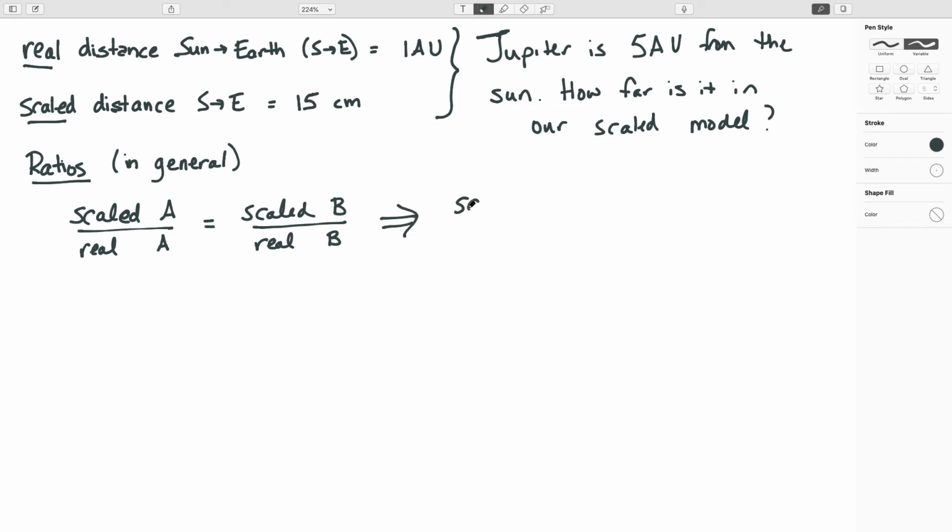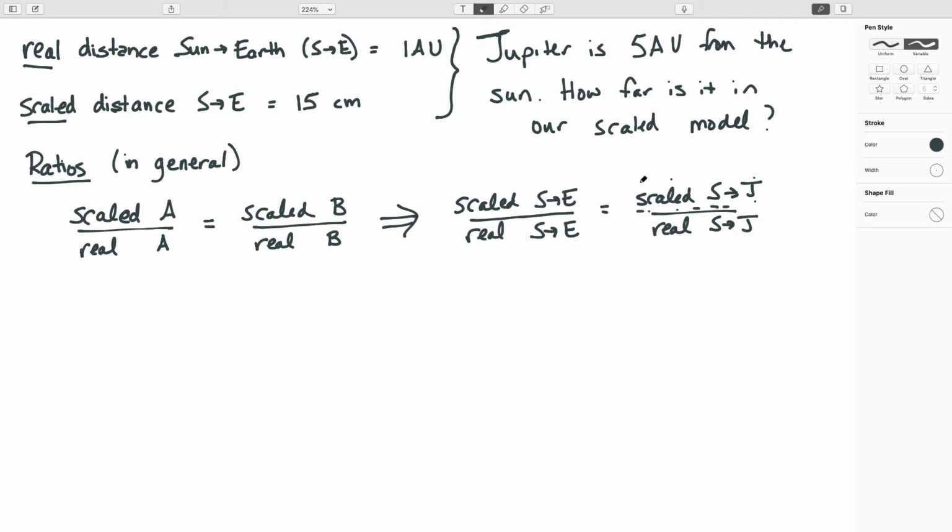So we know scaled sun to earth, and we know the real sun to earth. I'm just going to write those out. And now we want to find scaled sun to Jupiter, and we're going to put that over real sun to Jupiter. You can see that both of these on the left side are sun to earth, and both of these on the right side are sun to Jupiter. Just keep in mind, this is what we're trying to find. This scaled sun to Jupiter is the thing that we don't know. We know everything else, so let's put those in.